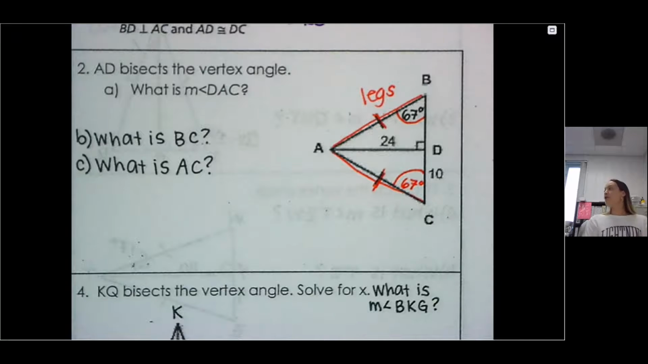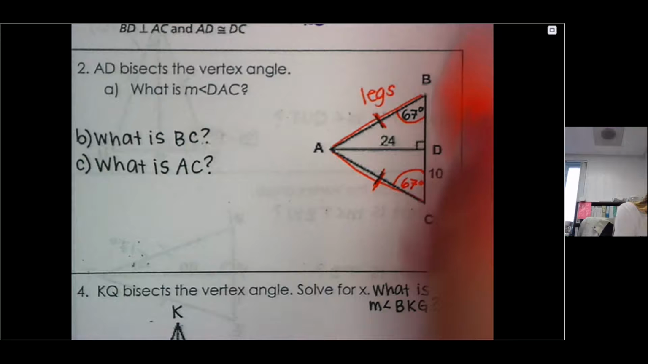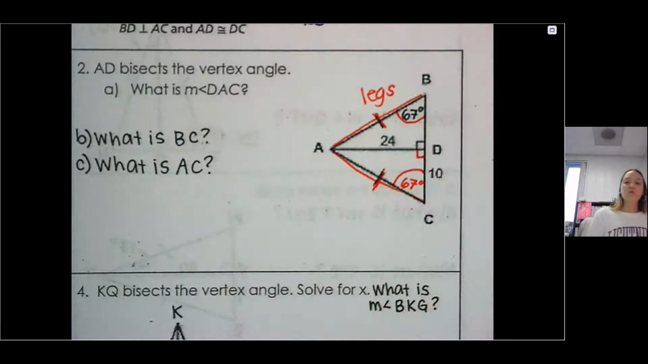What else can I mark in that picture? The other 90 degrees on the other side. Good. Okay, and there's one more thing I can mark in this picture.